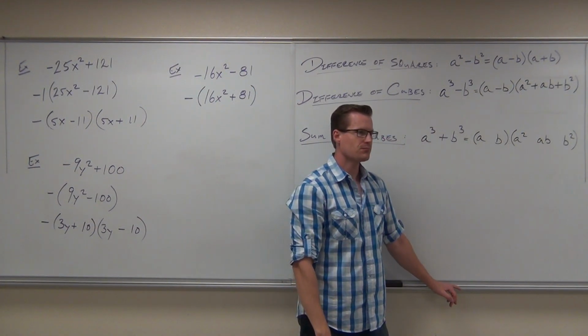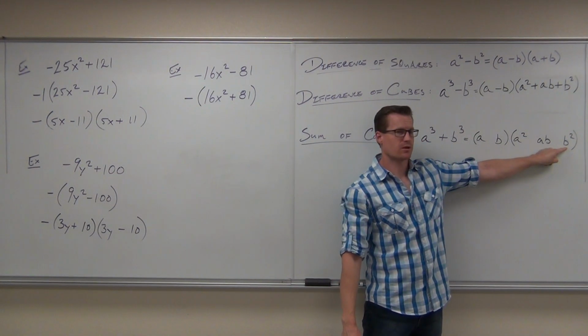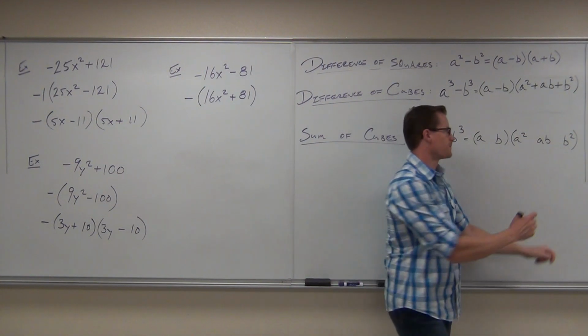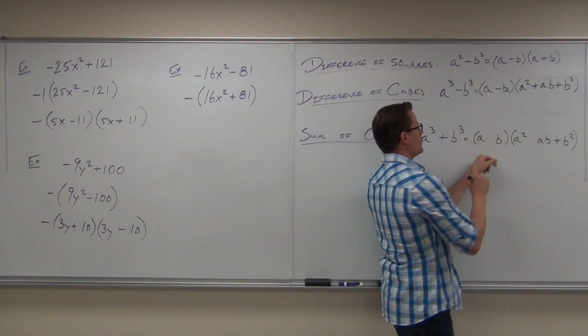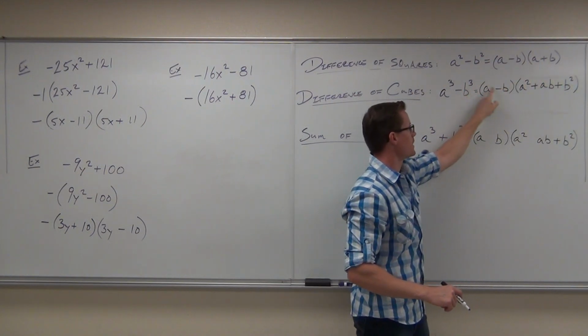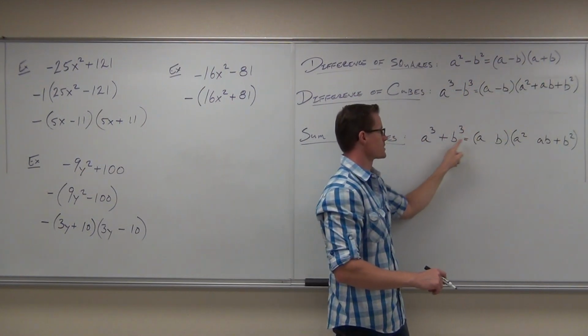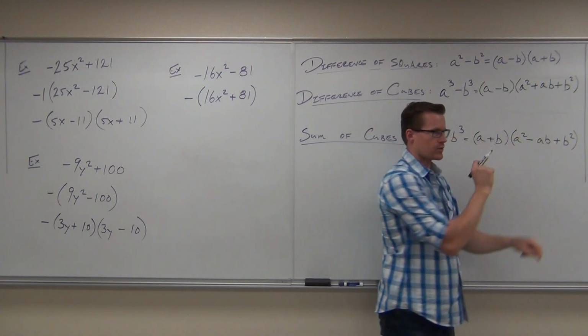Check it out. That's a B squared, yes? Can you ever get a negative with a B squared? No. What's that going to be? Plus. Okay. Now follow the pattern. What's this one? Plus. It goes same sign, then different sign. Let's try this again. What's this going to be? Same sign. Negative. What's this going to be? Negative. That's how it goes.